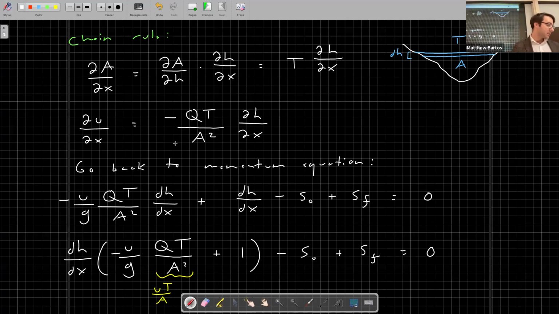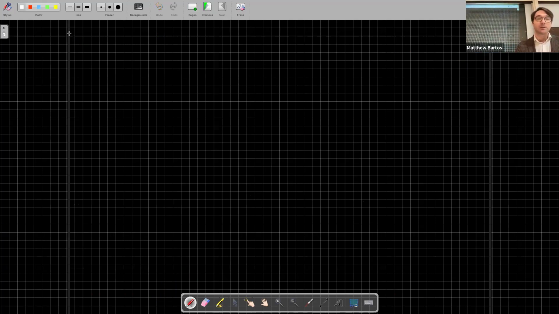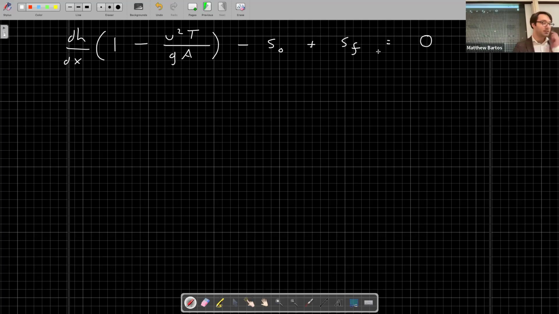I'm going to move to the next page. So we're going to take this expression and I'm just going to rewrite it, and multiply these two quantities together. We will get dH by dx, the slope of the water surface, times quantity 1 minus u squared T divided by GA, minus the bottom slope plus the friction slope is equal to 0.